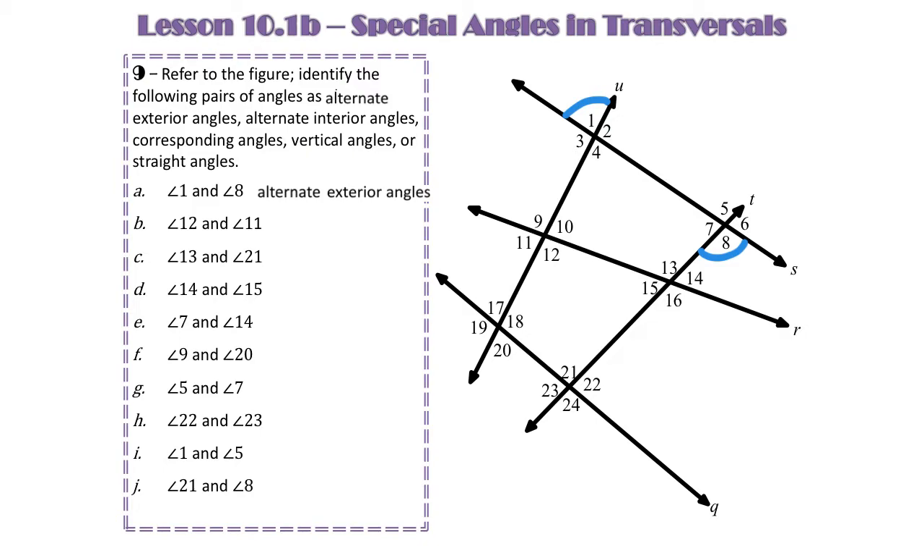12 and 11. Let's identify 12 and 11. There's 12, there's 11. Now since they're right next to each other, they make up this straight line right there. So that is a straight angles.